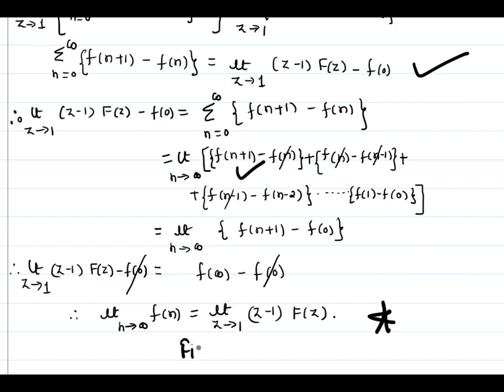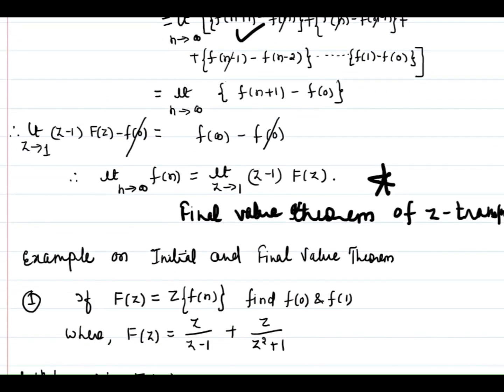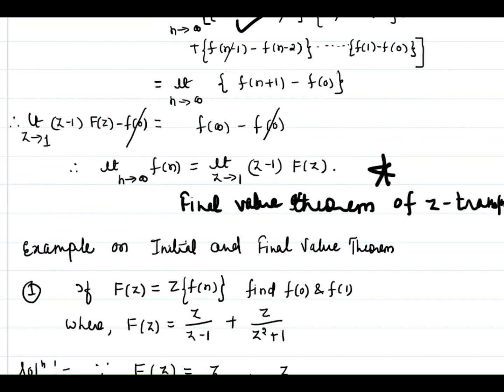This is the final value theorem of Z transform. Now we'll see some examples based on the initial and final value theorem. See example number 1.